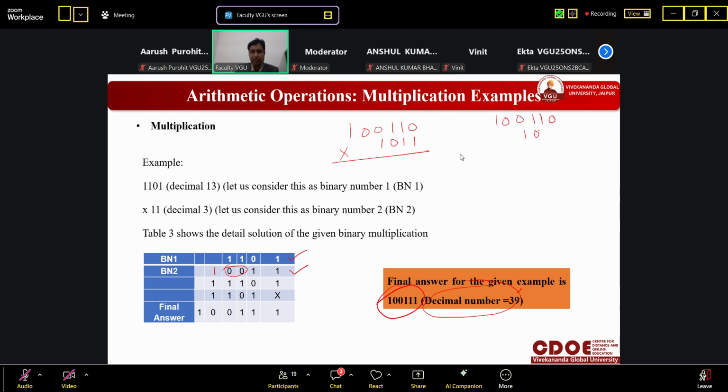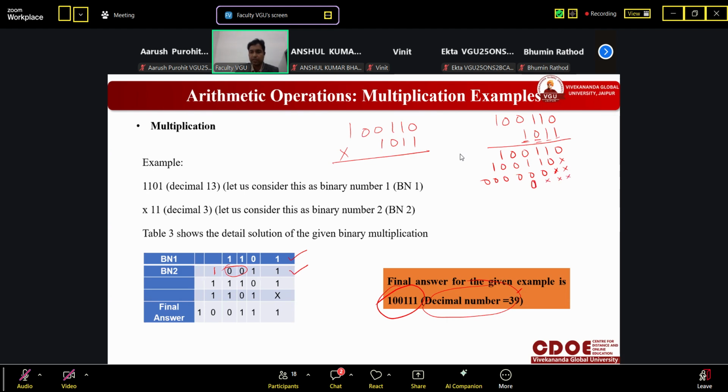And multiply by 1011. So for these two ones, I am writing the number directly, 10110 and 100110. For this zero, all bits are zero, and for this one, sorry, 0110.